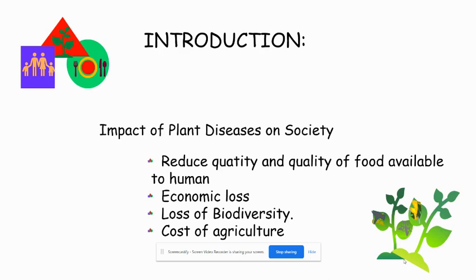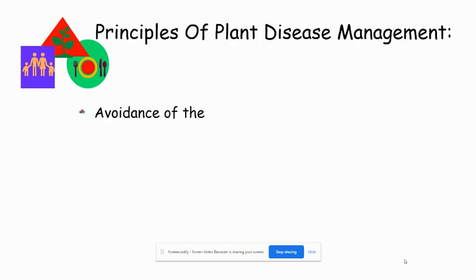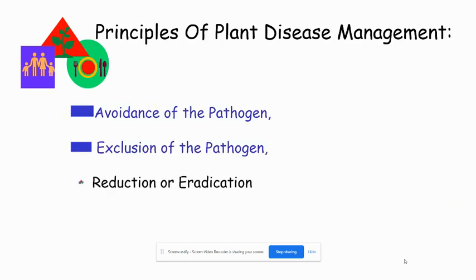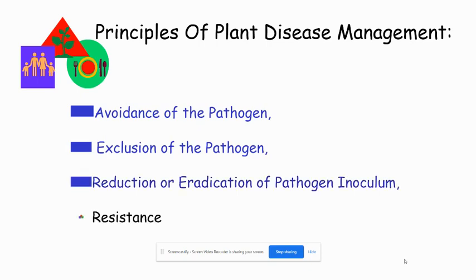Plants are affected by diseases, and these diseases cause heavy economic loss in the society. They also reduce the quality and quantity of food available to human beings. These diseases are also responsible for the loss of biodiversity, as well as they also increase the cost of agriculture. Men are trying to control these plant diseases since time immemorial.